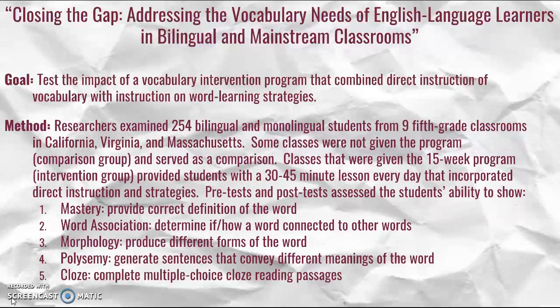word learning strategies. They accomplished this by examining 254 students, both ELL and non-ELL, from 9 fifth-grade classrooms across the country. The comparison group were classes not given the program, and the intervention group were classes given the program. The program lasted 15 weeks, and 5 days a week, the comparison group received a 30 to 45-minute lesson that incorporated the direct instruction and word learning strategies. The researchers completed pre-tests and post-tests that assessed 5 things: mastery, word association, morphology, polysemy, and close reading. The direction, instruction, and strategies revolved around these aspects of vocabulary.